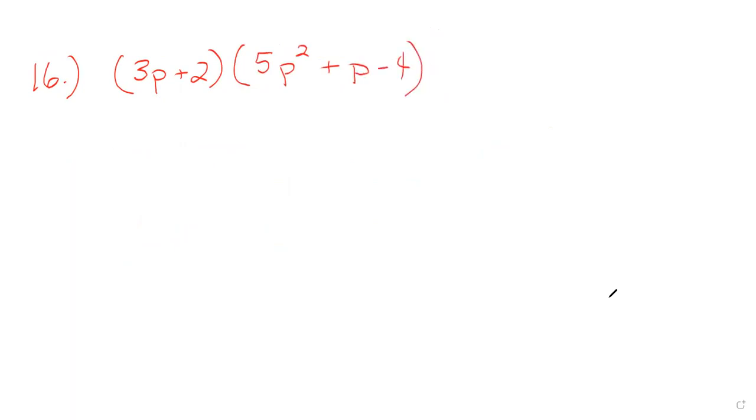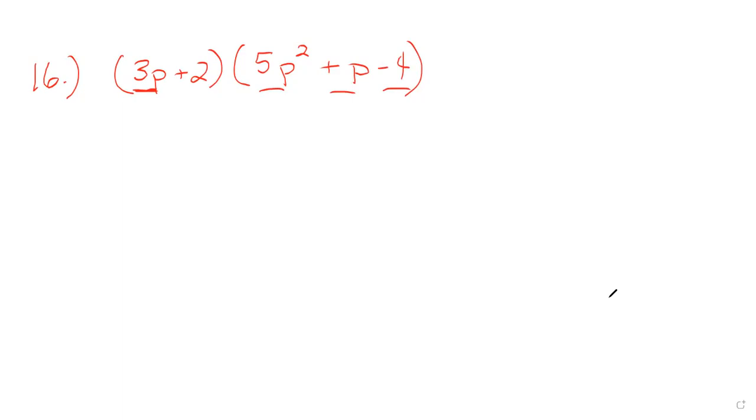All right, so I'm going to use the very same process that I did last time. I'm going to take this 3p and give it to all three things in that second set of parentheses. And then I'll turn around and do the positive 2 times all three things in that second parentheses. If you do this distribution method, instead of worrying about FOIL, which wouldn't work with this particular problem, it's always going to work.